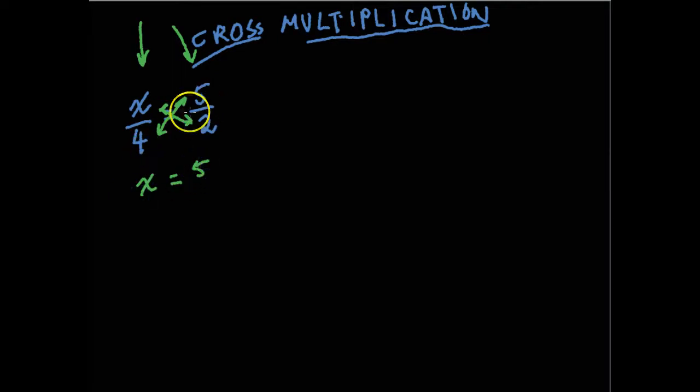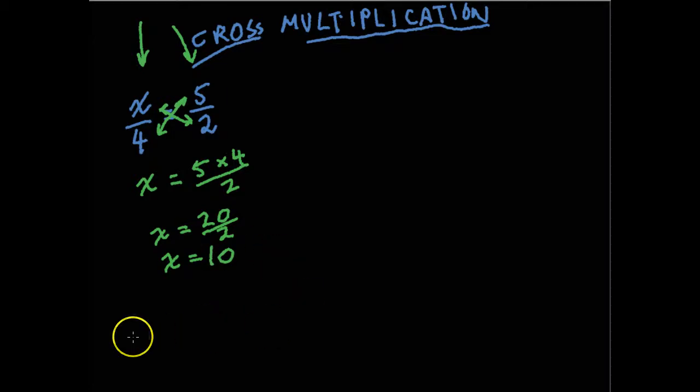Now, when you move the 4, it becomes a multiply, so it's 5 times 4 divided by 2. Now that gives you 20 over 2. That's what x is equal to. And you can simplify that, and you can say that x is equal to 10. So that's a quick example of cross multiplication.